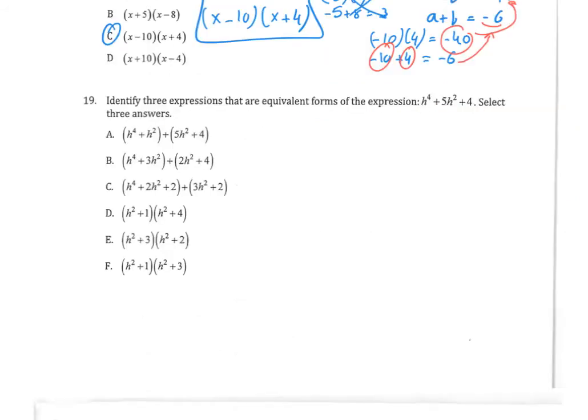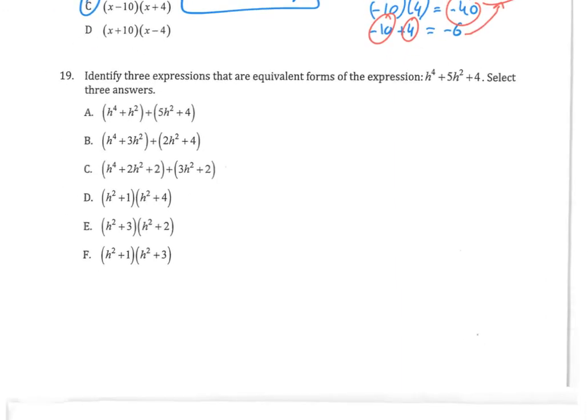All right, in this question, question number 19, identify three expressions that are equivalent forms of the expression h to the fourth power plus 5h squared plus 4. Select three answers. Well, since we're going to select three answers, we better use the answers, okay? So let's start with A.